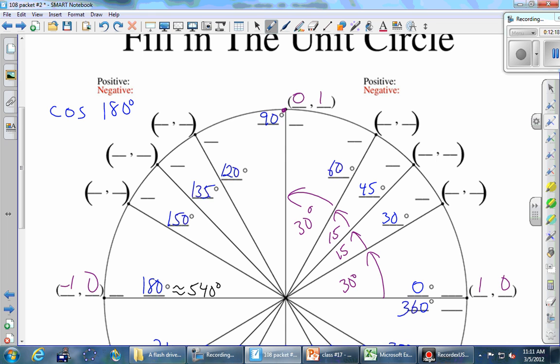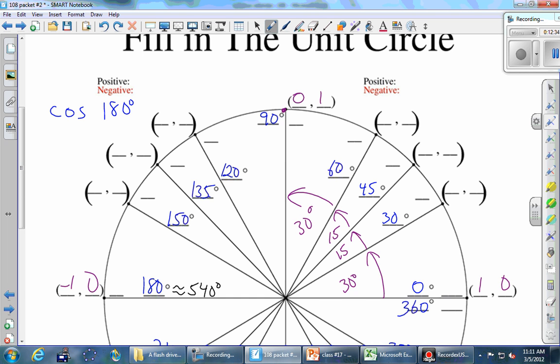If it helps, if you're an alphabetical type person, cosine comes before sine. X comes before y. Okay? All right. That won't be as awkward on the video.